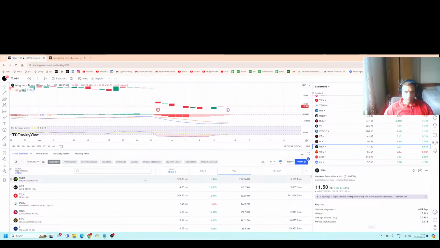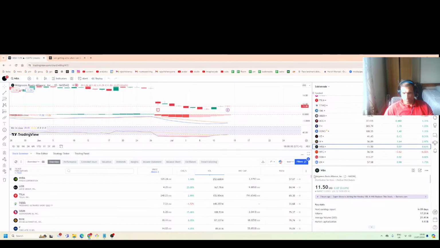Okay, let's keep the volume as well. Volume, I think it's quite interesting as well. Higher volumes means there's a lot of action going on. So let's now screen the stocks.